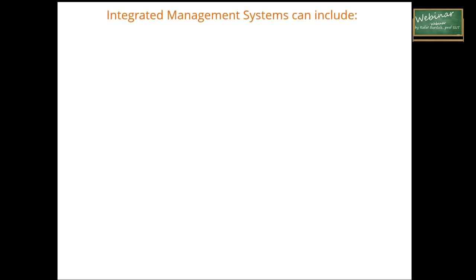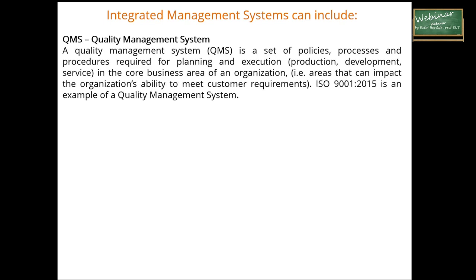Okay, so what can the integrated management system include? I already mentioned that probably the first fundamental subsystem which should be implemented when we are talking about the integrated management system is the quality management system. It is a set of policies, processes, and procedures required for planning and executing production, development, and service in the core business area of an organization.